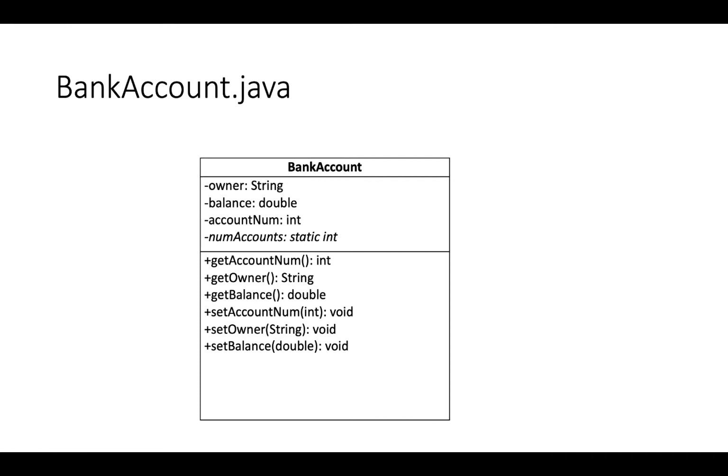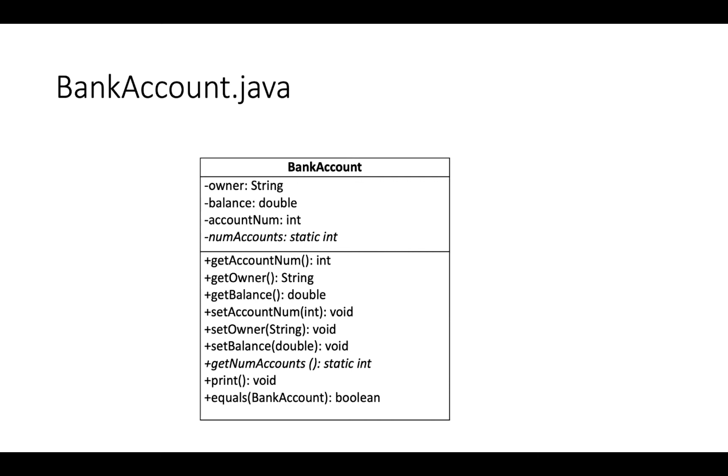I'm then going to create an accessor method for the NumAccounts variable. Accessor methods should also return a static int. That way they can be called with the name of the class instead of individual objects. So this is a static method, but it's going to reference that static int. Then I'm going to just create some other methods here.